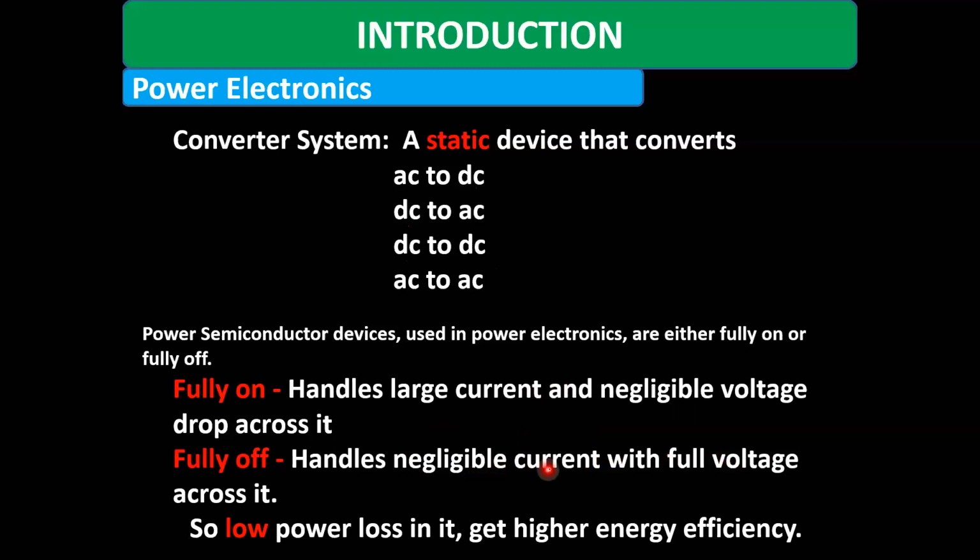Okay, so current into voltage is equal to power. As it is a negligible current, it is zero into voltage, which is equal to zero. So here power is equal to zero. The selection of the switch is such that it should have a low power loss, and if it has a low power loss, then it increases the overall energy efficiency of the devices. So this is about the converters and the other information.